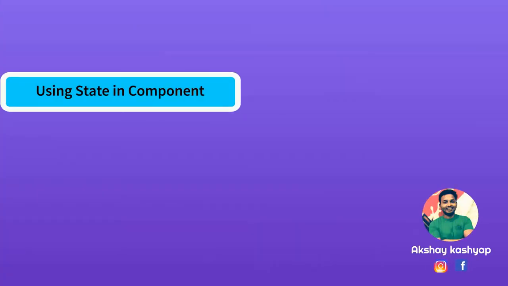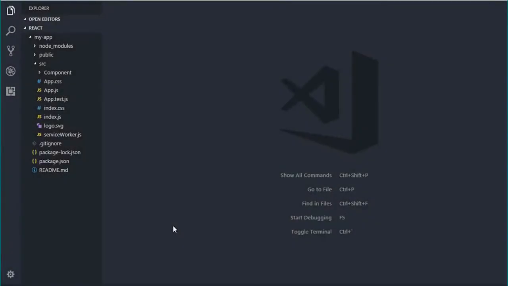In this lecture, we will understand how to use state in the component. In the previous lecture, we had learned how to create a fruit list using the properties. Now, in this lecture, we will create a current time and display it in the browser. So, we will create this example in two ways. First, using the properties and second, using the state. So, we will first create this example using properties.